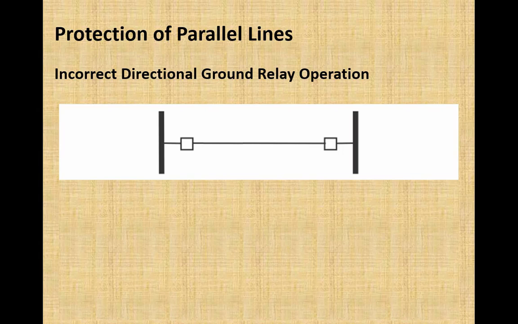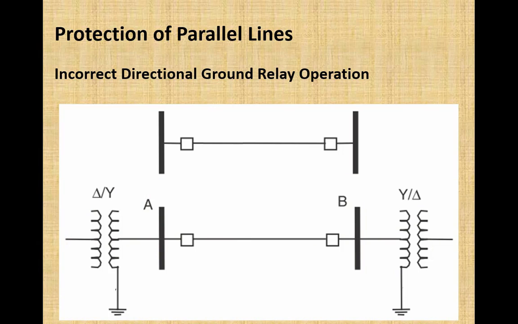So the first challenge that we discuss is incorrect directional ground relay operation. Here in this diagram, a line section has been shown, and there is a parallel line section AB. Remember, these two lines start and end at different substations, but they were sharing the right of way. Meaning they were sharing the same corridor, same path, and were very close to each other, so that the zero sequence flux produced in one line is linking to the conductors of the nearby line.